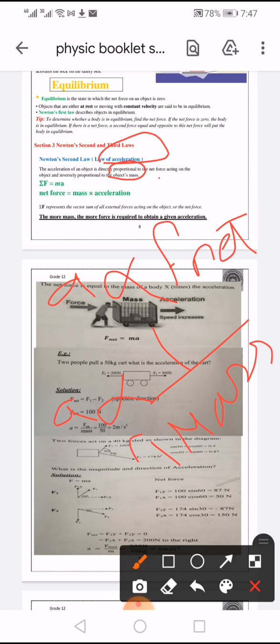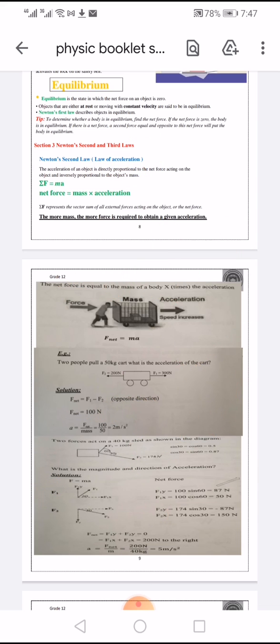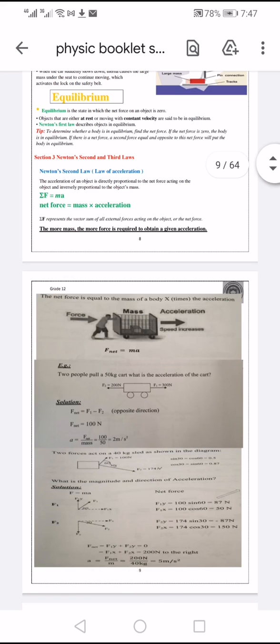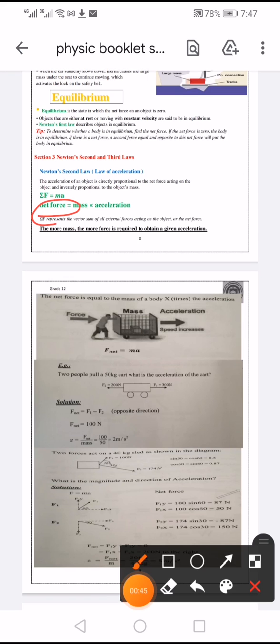So when the mass increases, the acceleration will decrease. When the mass decreases, the acceleration will increase. So net force equals mass times acceleration.